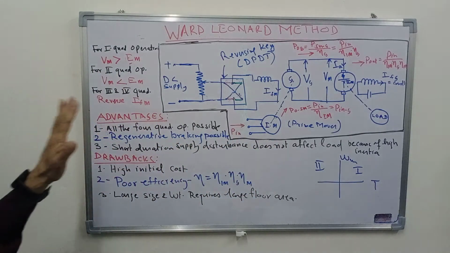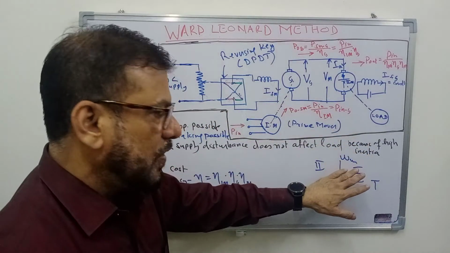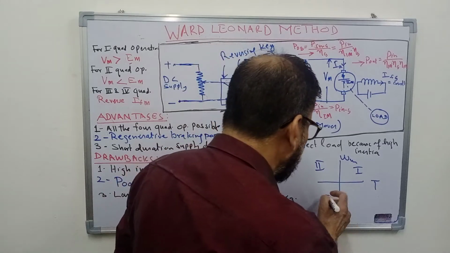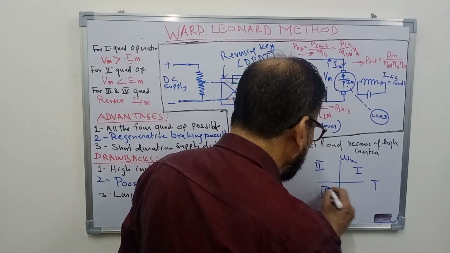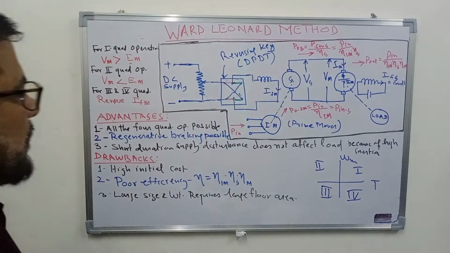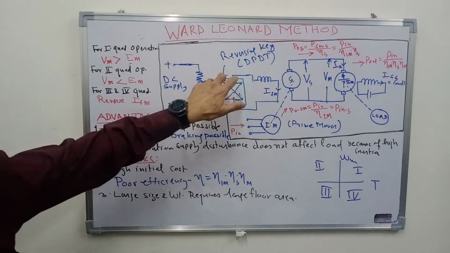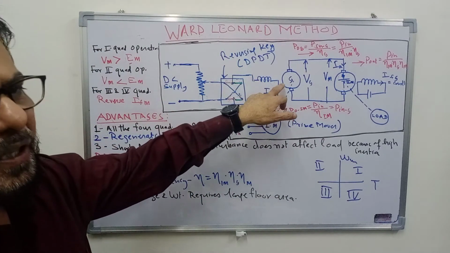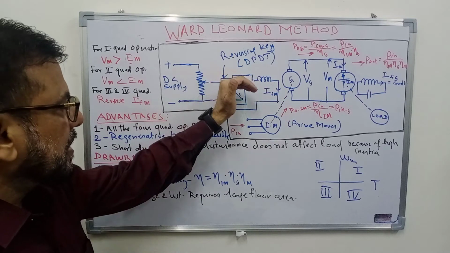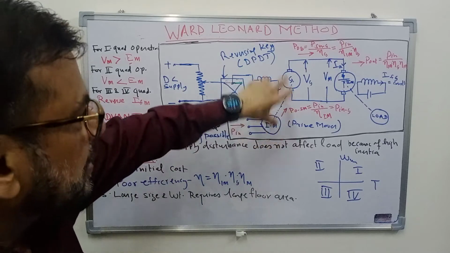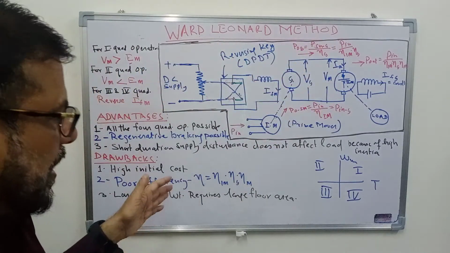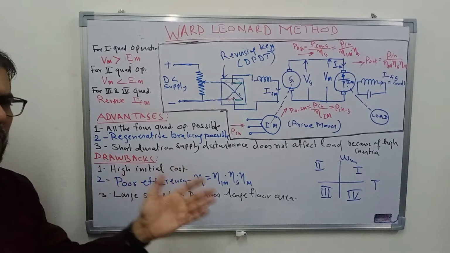So in that way you can have the second quadrant operation. For third and fourth quadrant operation, that is for reverse motoring and reverse braking, what you have to do is reverse the direction of flow of current in the field winding of the motor. If you change the switch connection like this, direction of current will change, polarity of the voltage will change, and we can now have third quadrant and fourth quadrant operation.